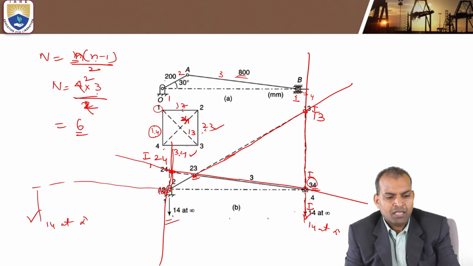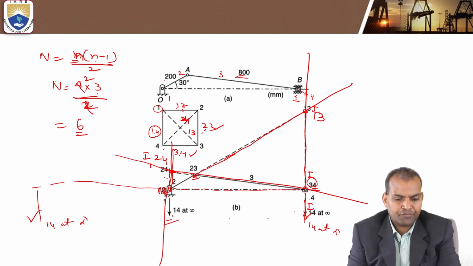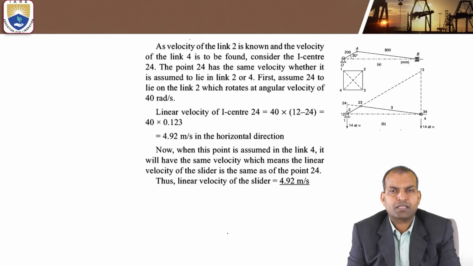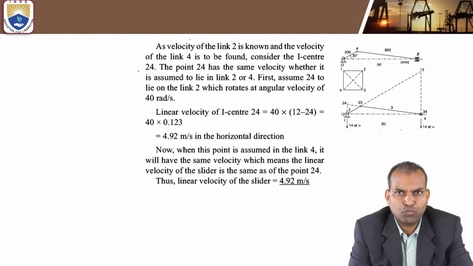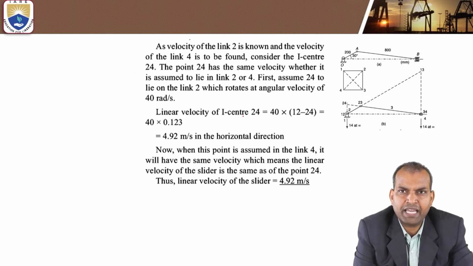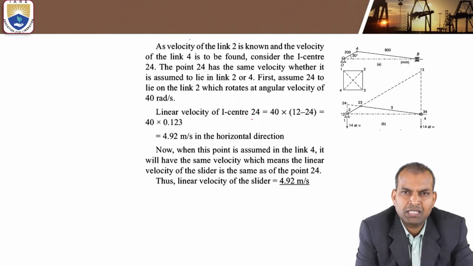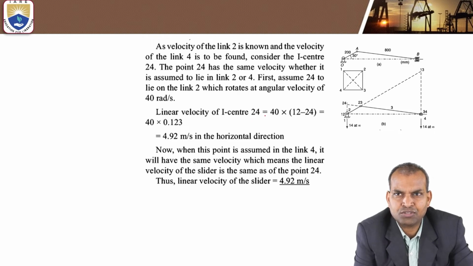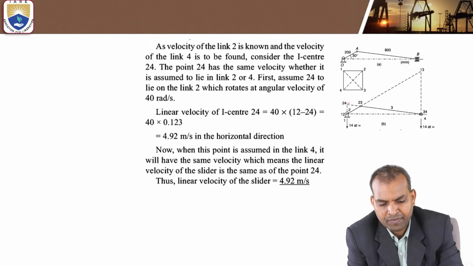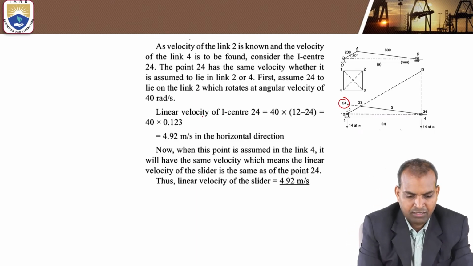Okay, you have to locate it. After locating, next, how to find out the angular velocity? Now we have located. Now we want the linear velocity of the I center 2, 4. The linear velocity of the I center 2, 4 equal to, where is the 2, 4 located? This is where the 2, 4 is located.